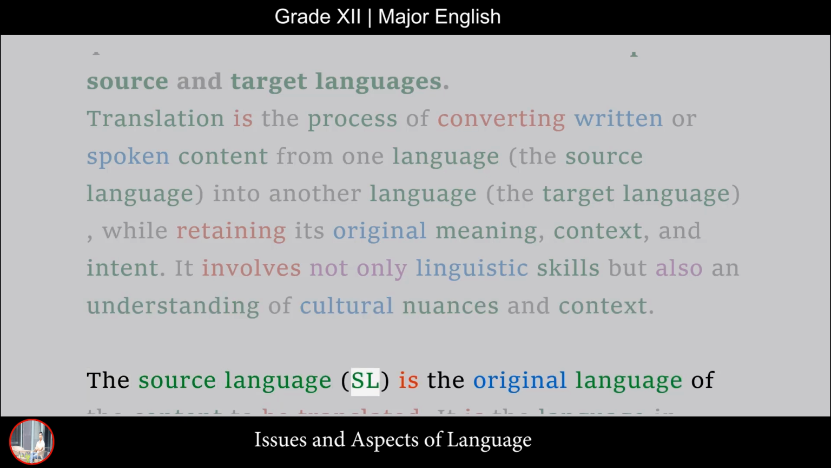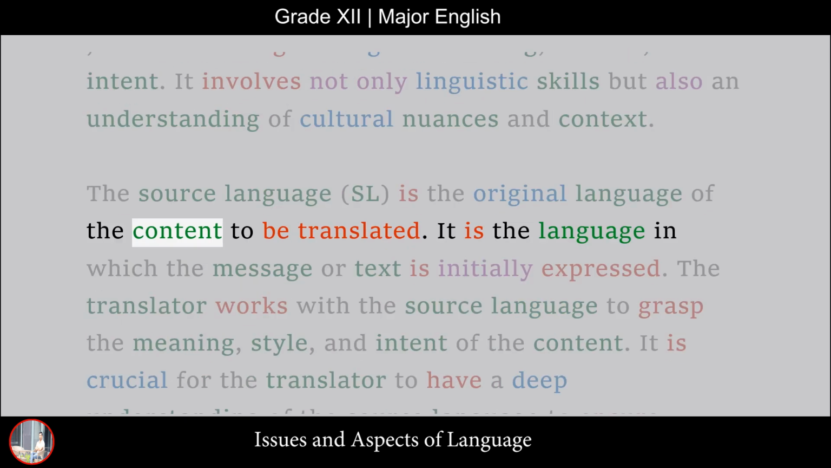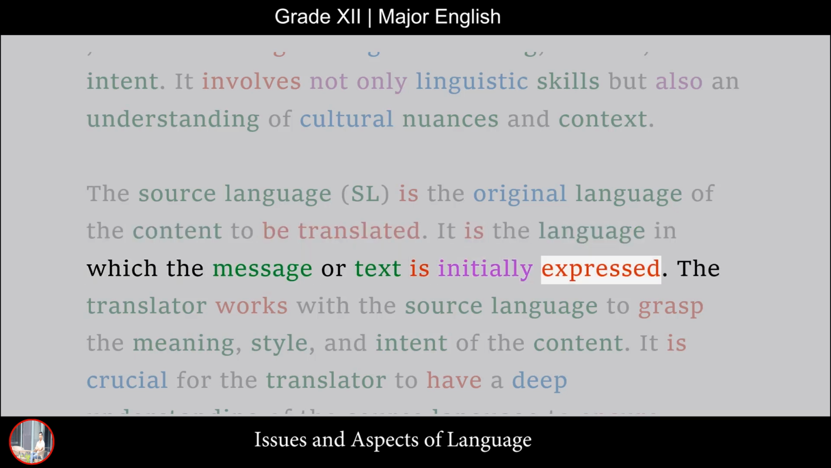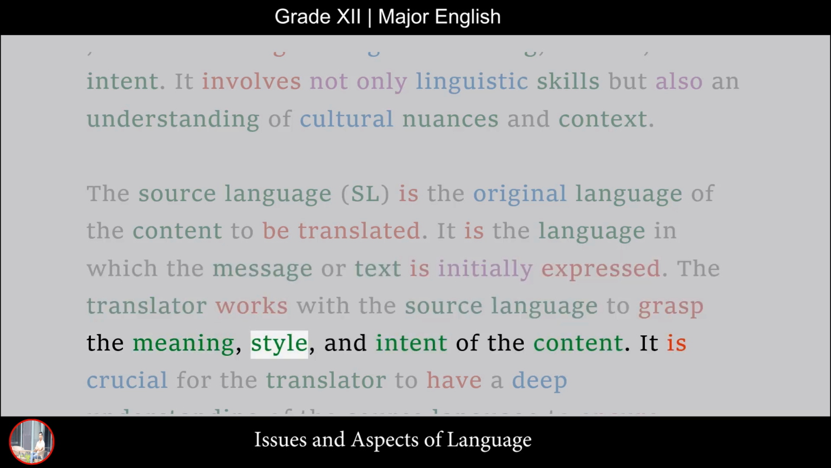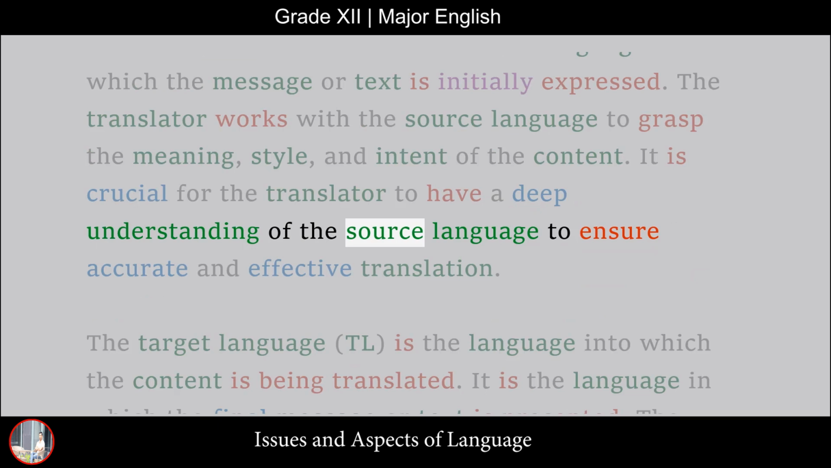The source language, SL, is the original language of the content to be translated. It is the language in which the message or text is initially expressed. The translator works with the source language to grasp the meaning, style, and intent of the content. It is crucial for the translator to have a deep understanding of the source language to ensure accurate and effective translation.